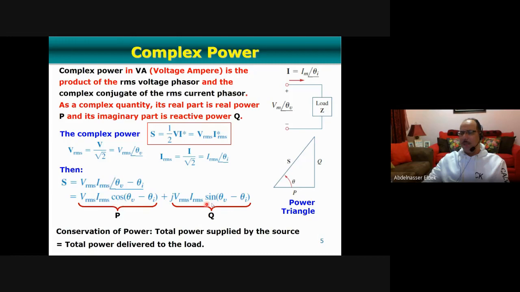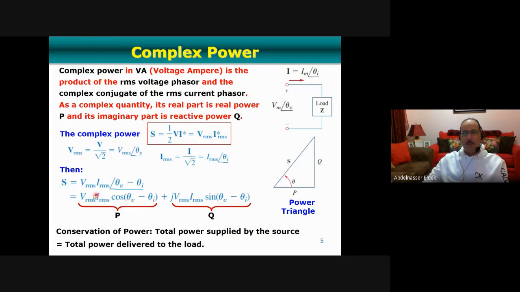When you calculate it, it will have the real power and the imaginary power. The real power is the average power, which you know: V root mean square times I root mean square times cosine of theta V minus theta I. This cosine of the phase difference is what we call the power factor.